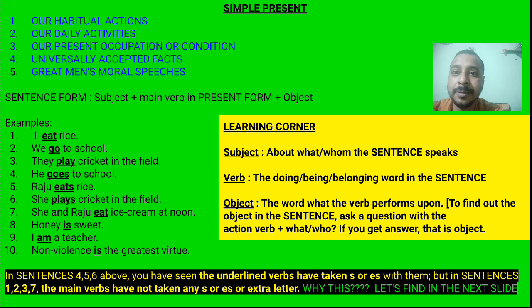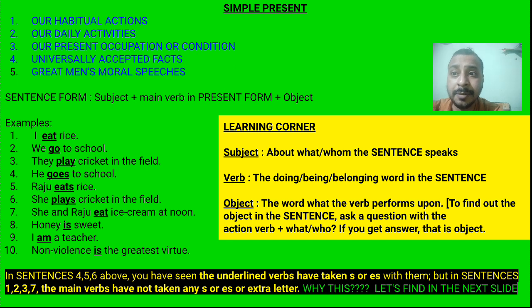But I know you may need a bit more explanation on this. So I'm explaining with example number 1. You see the sentence, example number 1: I eat rice. I eat rice. In this sentence, the sentence is telling about I.